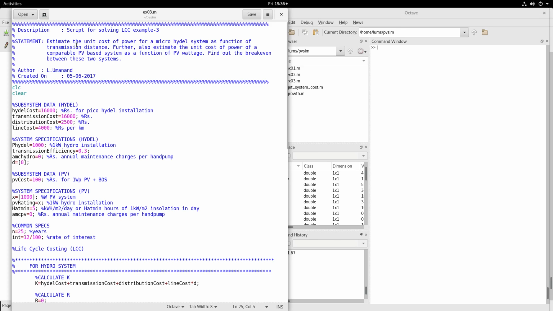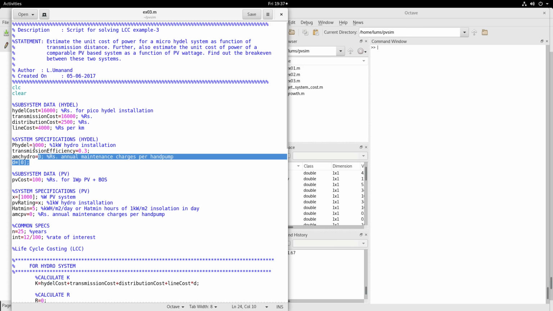So this is the statement of the problem. Estimate the unit cost of power for a microhydel system as a function of transmission distance. Also estimate the unit cost of power of a comparable PV based system as a function of the PV wattage. Find out the break-even between these two systems. Now we have worked it out manually. Now this script file will also do the same job, but you can change all these specifications and then try to find out the break-even points for different conditions and different specifications. I'll share this file also with you in the resources section.